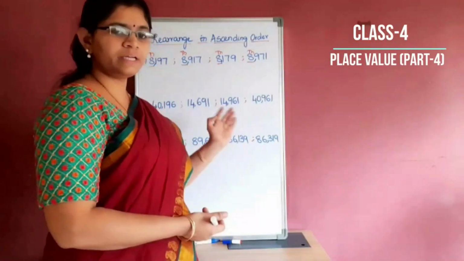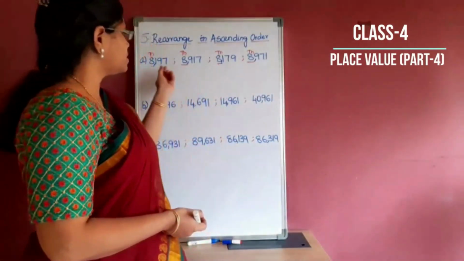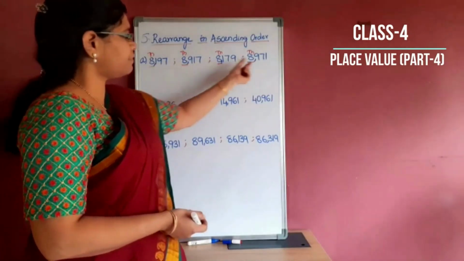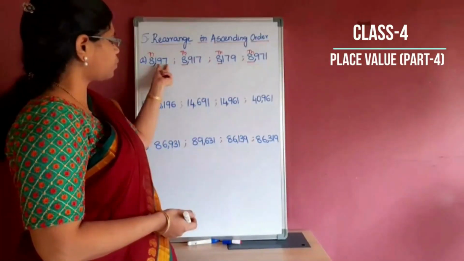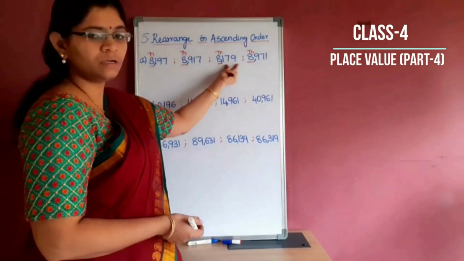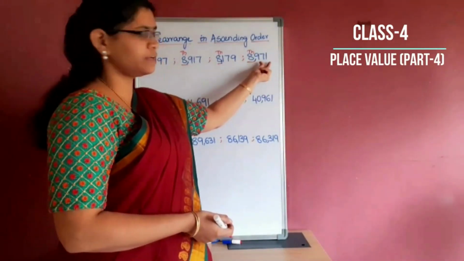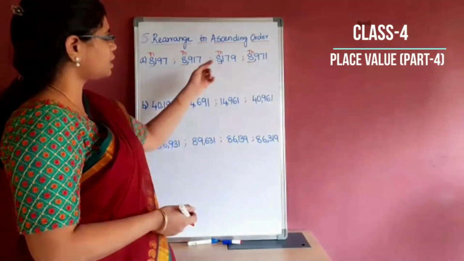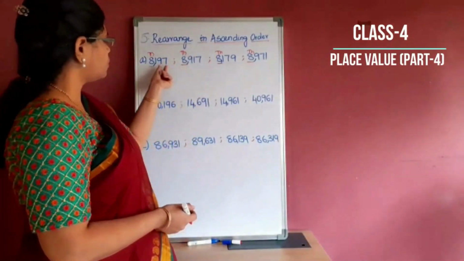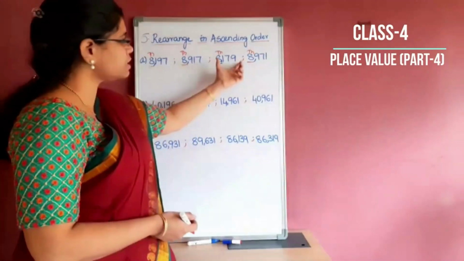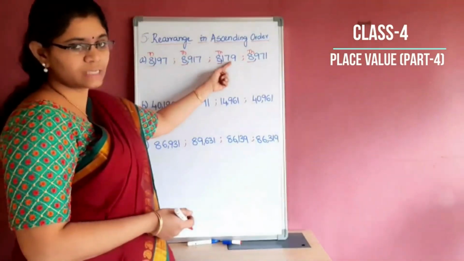Now let us rearrange them in ascending order. Ascending order means small to big. Okay, see here, we have 8 everywhere in thousands period. Now let us compare the next period. These two numbers are in 100s, and these two are 917 and 971. Isn't it, children? So which is smaller? The number which is in 100s or 900s? 100s. So we have two numbers in 100s. In these two numbers, which is smallest? 97 or 79? 79 is smallest.